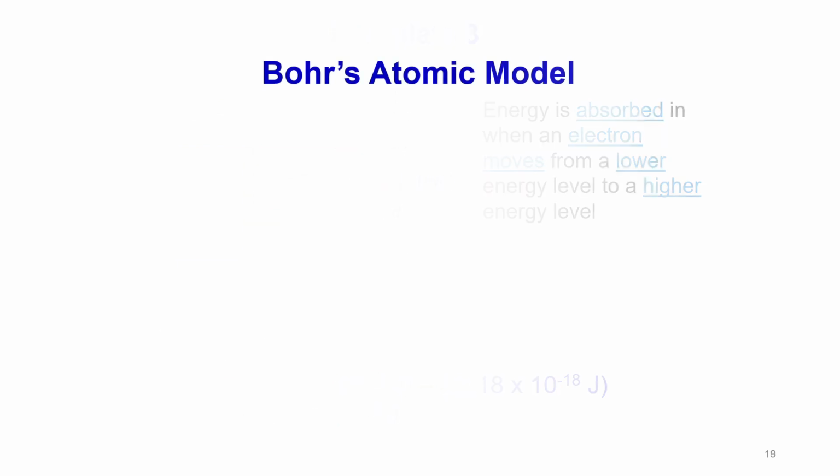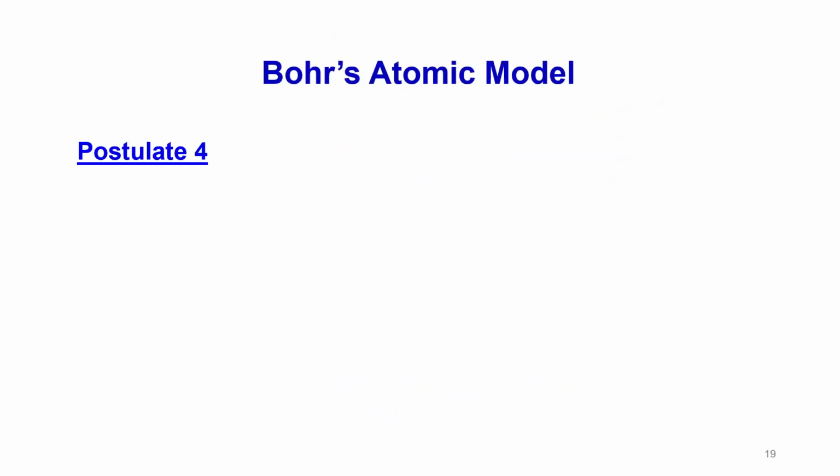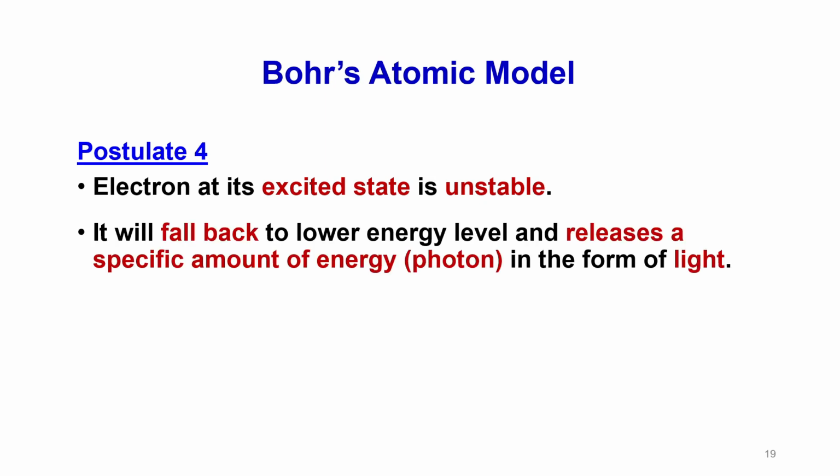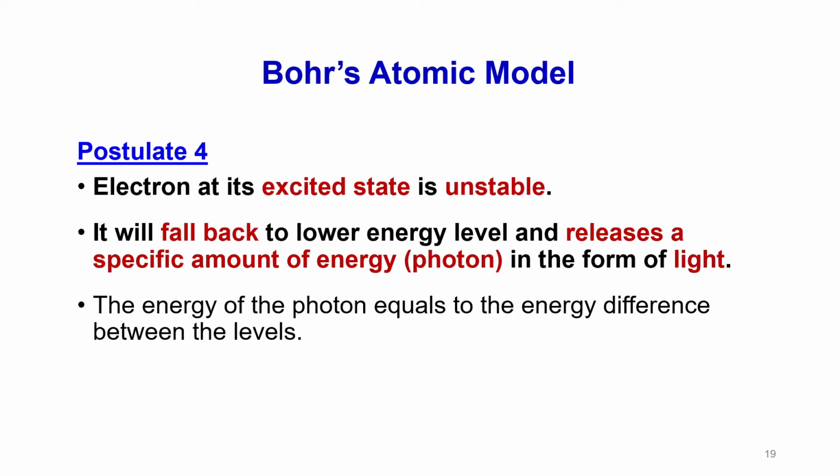Okay, right. Postulate yang keempat. Electron at its excited state is unstable. Jadi, bila dia aras yang tinggi, dia tidak stable. So, apa yang berlaku kalau dia tidak stable? It will fall back to lower energy level and release a specific amount of energy which is known as photon in form of light. So dia akan bebaskan pula tenaga tadi. Kenapa? Sebab dia tidak stable, aras tinggi tidak stable.